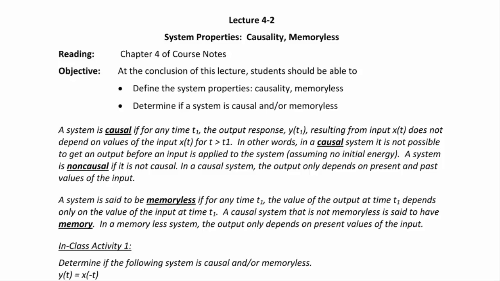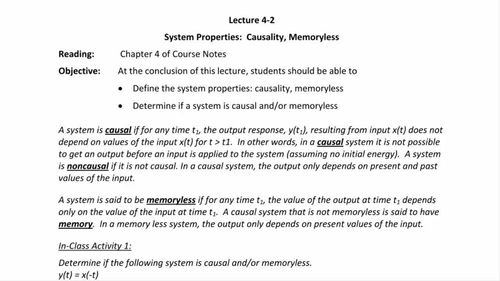A system is causal if for any time t1, the output response y of t1 resulting from the input x of t does not depend on values of the input x of t for t greater than t1. In other words, in a causal system, it is not possible to get an output before an input is applied to the system, assuming no initial energy.